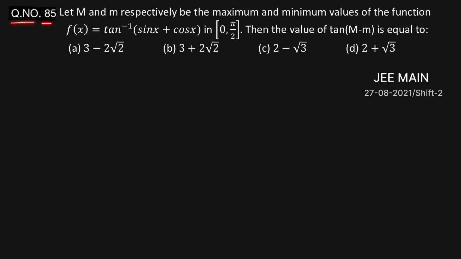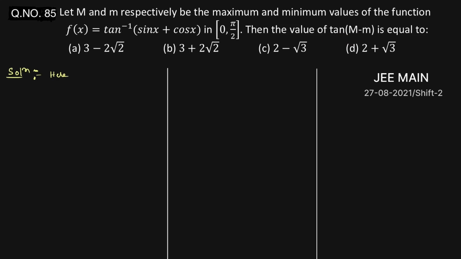Question number 85. Let capital M and small m be respectively the maximum and the minimum value of the function f of x, that is tan inverse of sin x plus cos x, in 0 to pi by 2. Then we have to find the value of tan m minus m. Let's see the solution of this question.